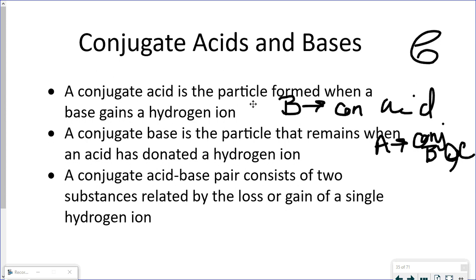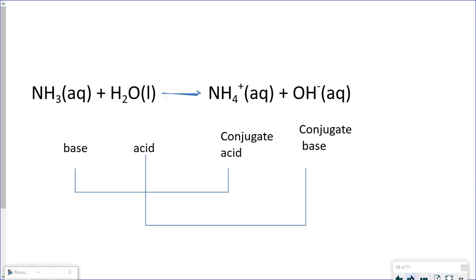I'm going to pull up our previous reaction so you can see how these pair together. We said that the ammonia becomes ammonium. Since it gains a hydrogen, it is acting as our base. Well, its partner, the ammonium, is going to be our conjugate acid, after the base has added that hydrogen. We said water was acting as our acid and becoming hydroxide, which is going to be our conjugate base.